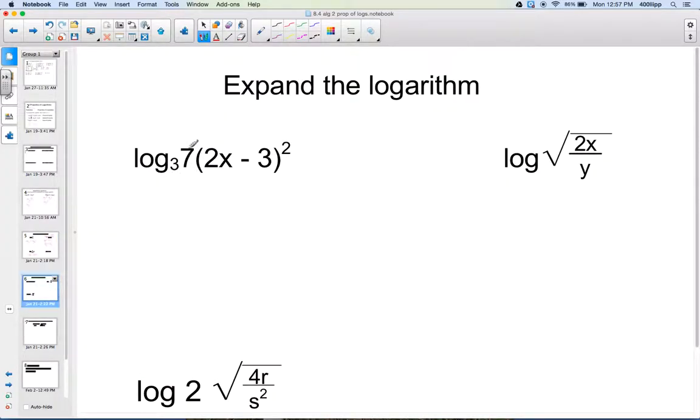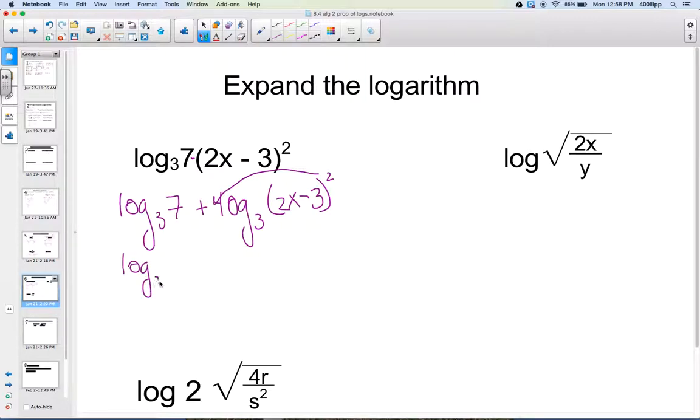Alright, if we move on here, we can see that this is 7 times (2x minus 3) squared. Since it's times, we'll use the product property here, and we'll get log base 3 of 7 plus log base 3 of (2x minus 3) squared. Then I'll bring this 2 in front by the power property. I get log base 3 of 7 plus 2 log base 3 of (2x minus 3). And that's simplified. That's expanding the log.